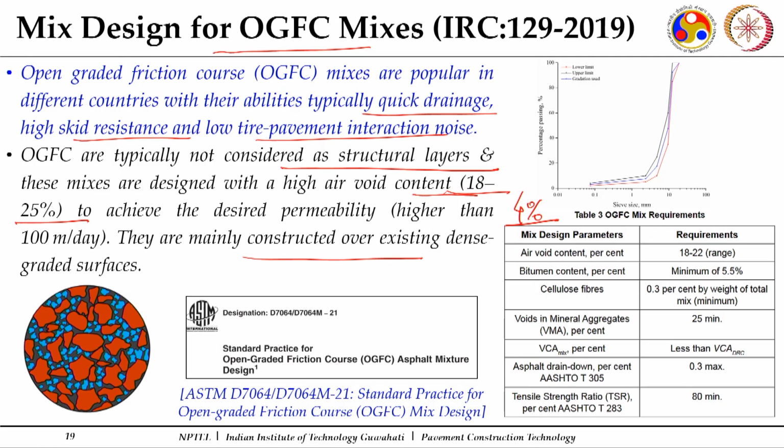They are constructed over an existing dense graded surface, so that water does not enter the layers below. It travels within that layer and moves out from the edges. So here again the requirements are in terms of cellulose fiber, the binder content, and the air void content as per IS 129, in the range of 18 to 20%, and 18 to 22 VMA. This is again the voids in coarse aggregate in the mix, which has to be less than that of the dry rodded condition, so as to ensure a good stone to stone contact.